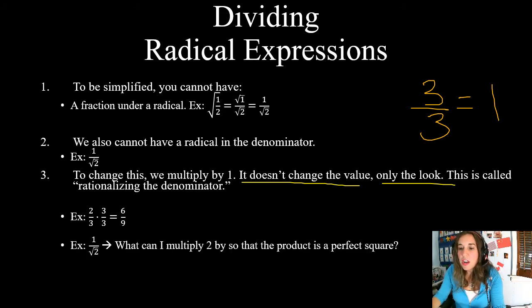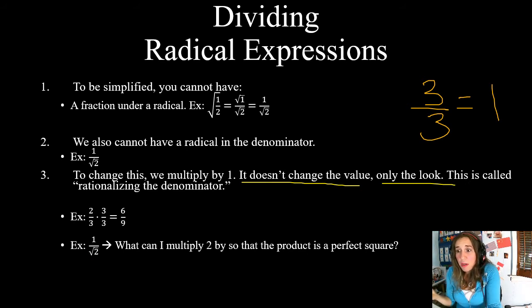So now let's look at our example. We have 1 over the square root of 2. We want to change the look of this, not the value. We don't want a radical in the denominator anymore. We want to get that radical out of the denominator. So we think to ourselves, okay, well, if I don't want a radical under there anymore, what can I multiply the square root of 2 by so that the product is a perfect square? Because I want to multiply this by something that gets rid of the radical. So I need a perfect square in the denominator so I can get rid of the radical.